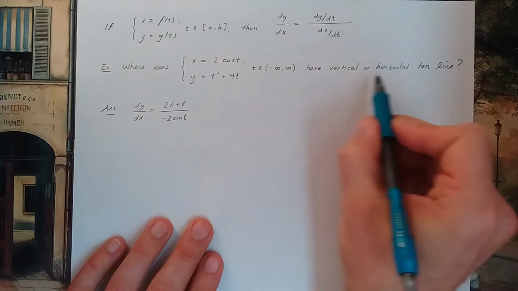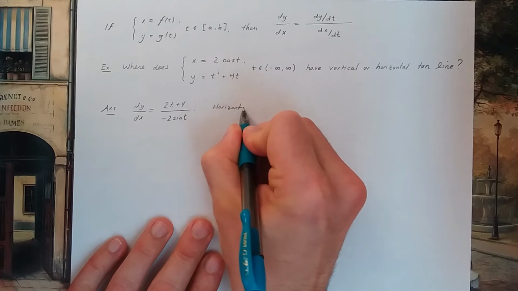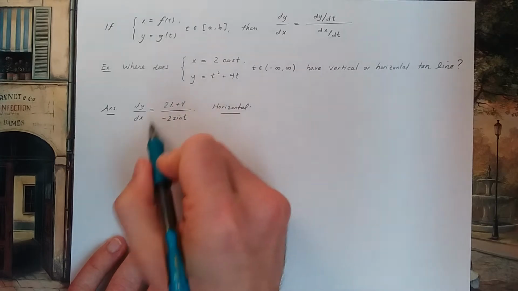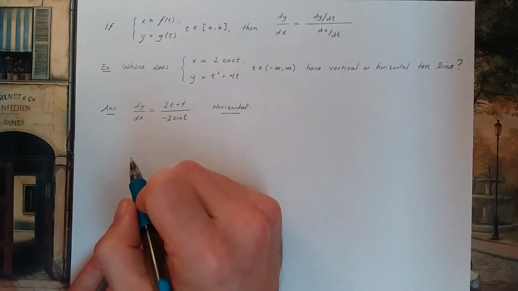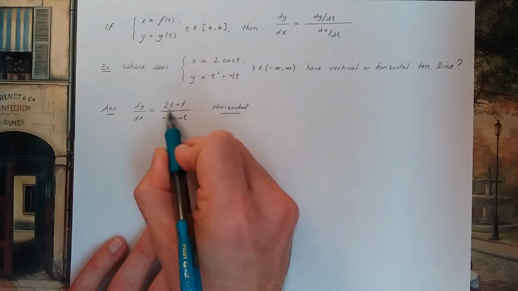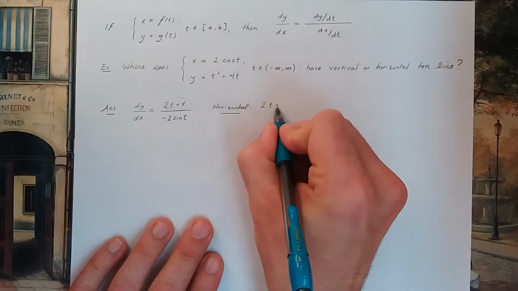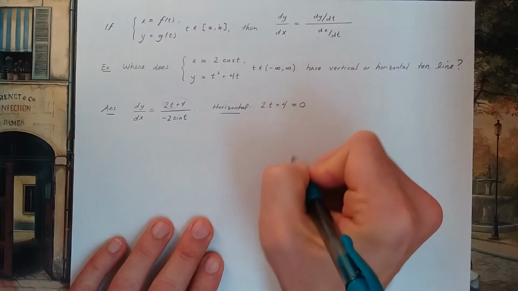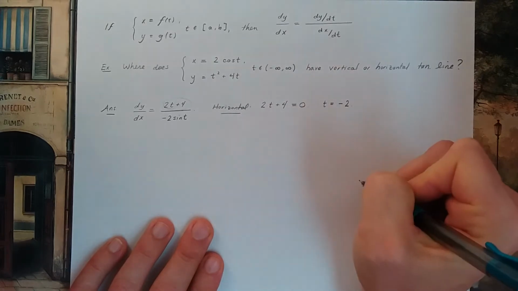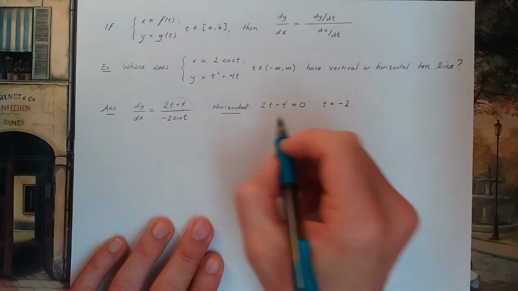And I know where I get a horizontal tangent line. Let's do horizontal first. I get a horizontal tangent line when this derivative is equal to 0. Now, the only way a fraction can be 0 is if the top is equal to 0. So I need 2t plus 4 to equal 0. That, of course, tells me t is negative 2. So the t value where I have a horizontal tangent line is negative 2.